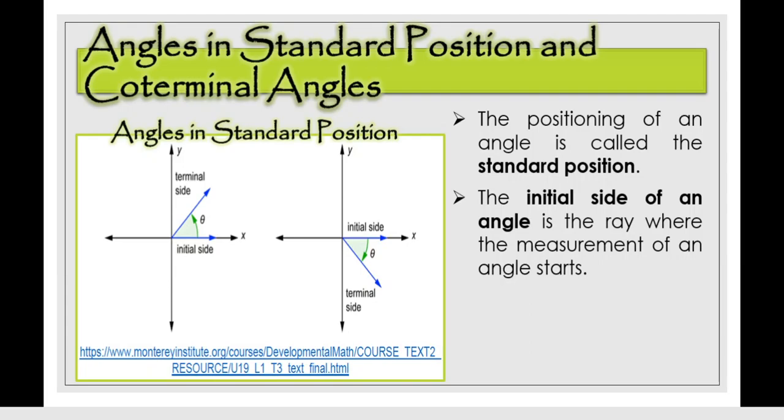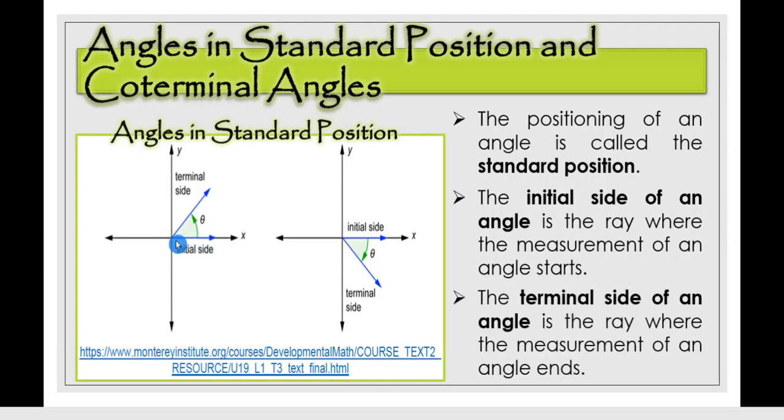The initial side of an angle is the ray where the measurement of an angle starts. So, dun tayo mag-start sa ating initial side. While the terminal side is the ray where the measurement of an angle ends. So, kapag nagme-measure tayo ng degree ng ating angle using a protractor, dapat hanapin natin yung ating initial side para doon natin titignan kung saan nagsimula yung angle and also the terminal side kung saan siya magtatapos.